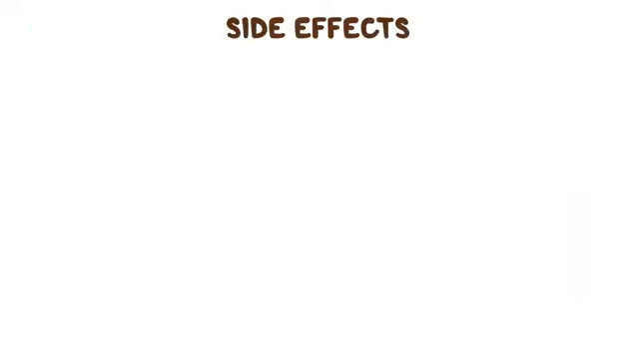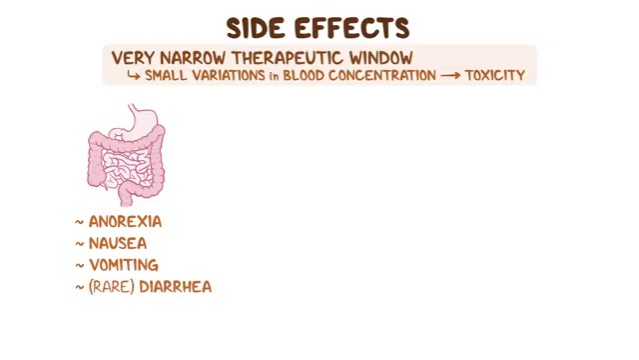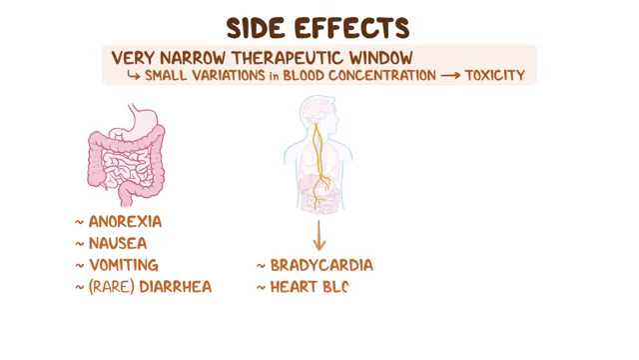Now, a major drawback is that digoxin has a very narrow therapeutic window, which means that small variations in its blood concentration can easily cause toxicity. Some common side effects of digoxin that can indicate toxicity include gastrointestinal disturbances, such as anorexia, nausea, vomiting, and rarely diarrhea. In addition, due to vagus nerve stimulation, digoxin can result in conduction defects like bradycardia and even heart block. Additionally, the increased intracellular calcium may predispose clients to arrhythmias.